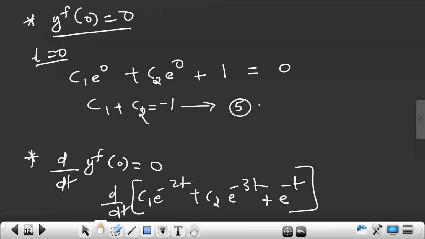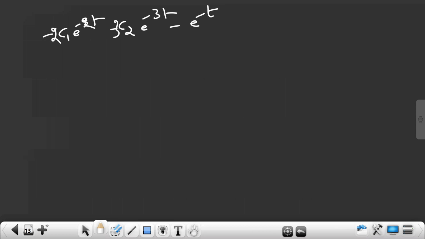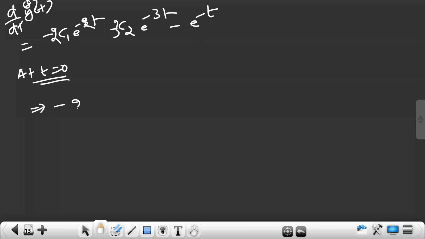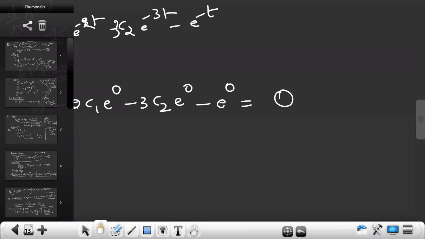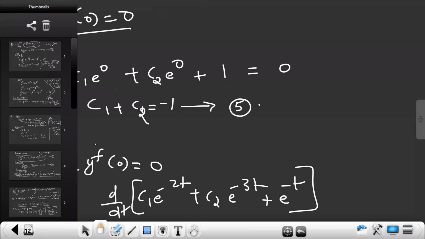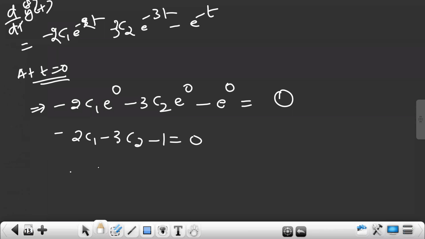Now in this we will apply t as 0. This is your d by dt of yf of t. In this, you are going to apply t as 0. So it will become minus 2C1 e to the power 0 minus 3C2 e to the power 0 minus e to the power 0 equal to 0. So it will become minus 2C1 minus 3C2 minus 1 equal to 0, or minus 2C1 minus 3C2 equal to 1, equation number 6.